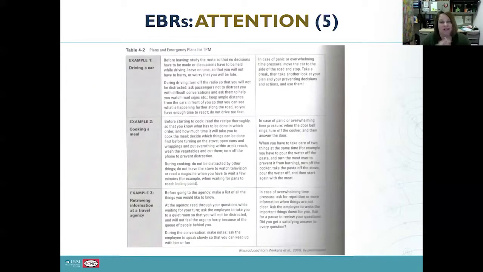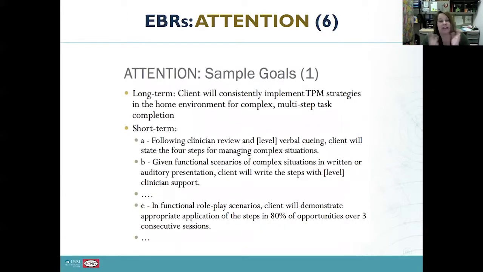And this next one is just a screenshot. It's given some examples of plans and emergency plans for time pressure management. So look that over when you get a chance. The next slide is a sample goal. So for example, the client will consistently implement TPM in the home for complex multi-step task completion. And it gives a couple of examples of the different levels that of course are working on attention, but are also working on cognitive communication deficits at the same time.